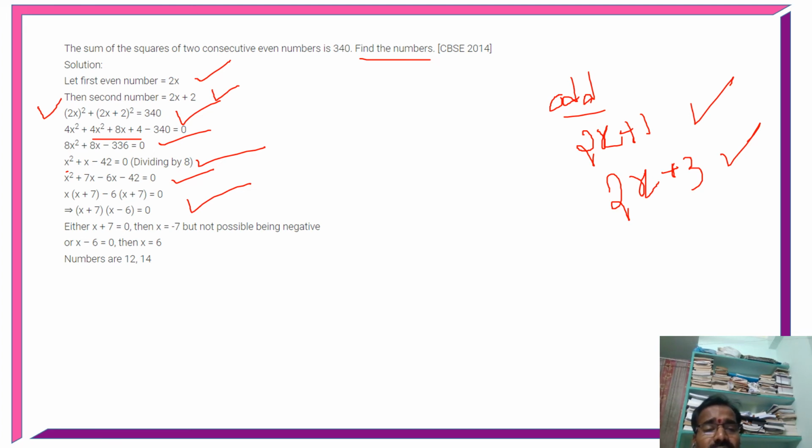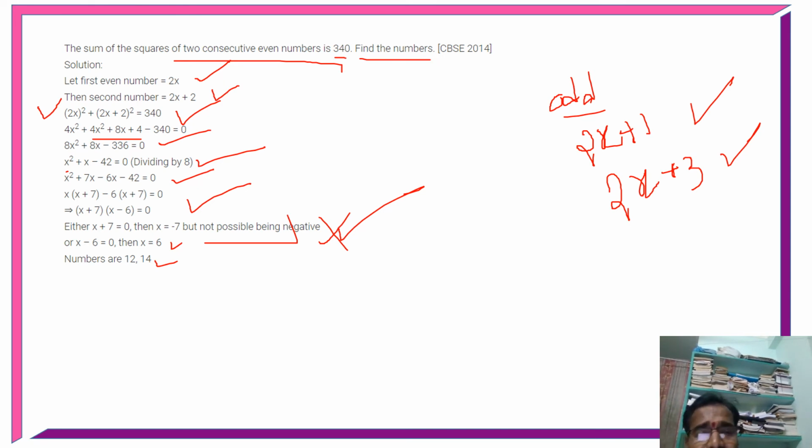x is equal to minus 7. It's not possible, because they said consecutive even numbers, we take positive numbers, so we don't take negative. So the negative case is not possible. So x is equal to 6 is possible. If x is equal to 6, 2x is 2 times 6, which is 12. 12 plus 2 is 14. So the possible consecutive even integers are 12 and 14.